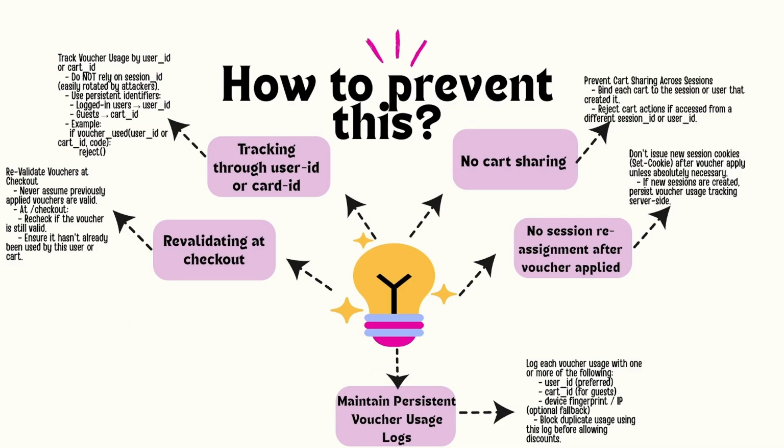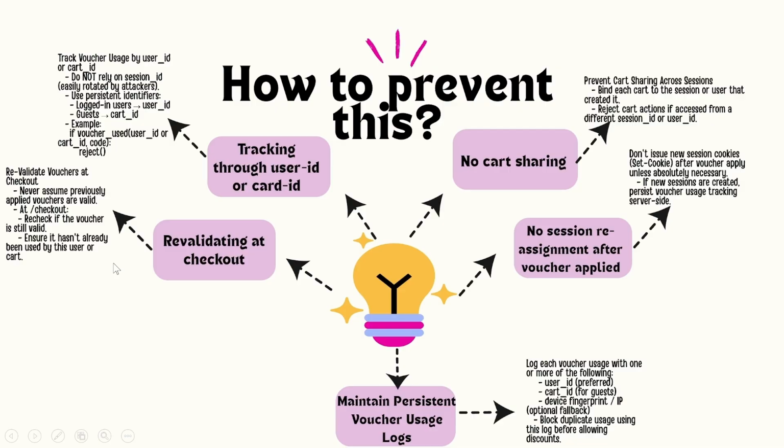So how to prevent this vulnerability? Tracking through user ID and cart ID. This I already discussed with you. The tracking of the discount. Okay, the discount should be linked, or the usage of the coupon should be linked, with the user ID or the cart ID. User ID specifically for the logged in user, cart ID specifically for the non-logged in users, right?